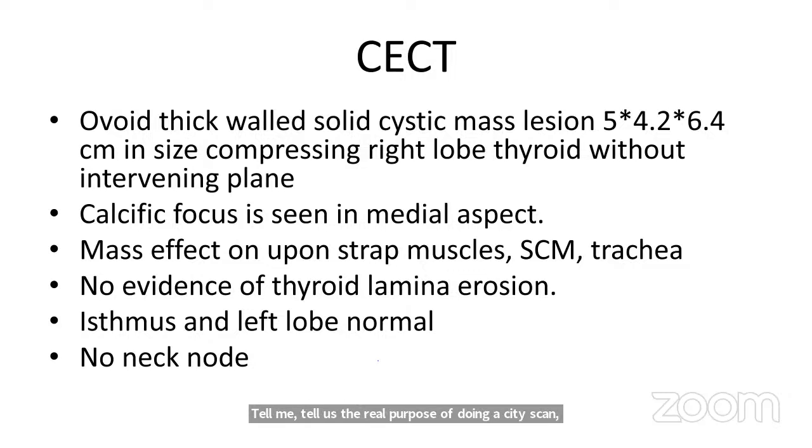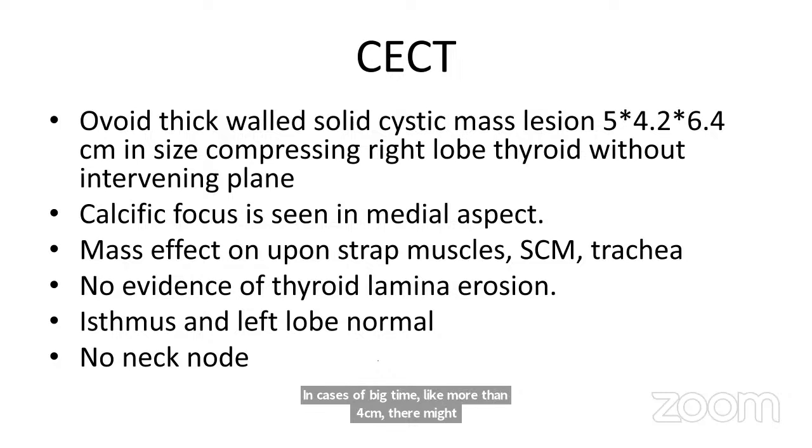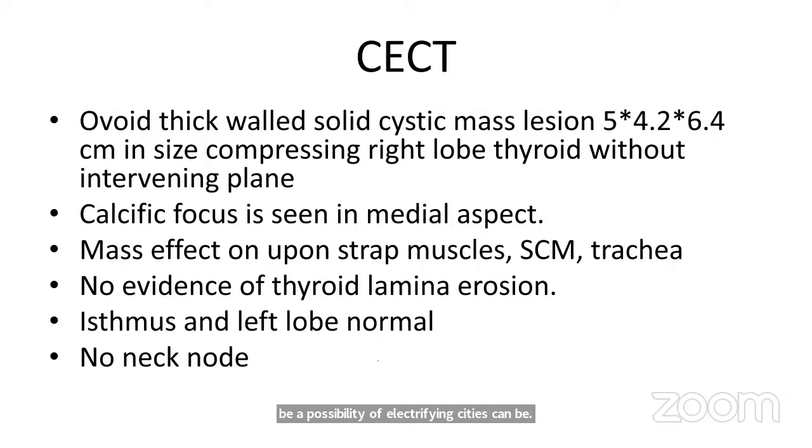How does it help the ultrasound finding? The CT scan is complementary to the ultrasound, sir. In cases of big thyroid glands, like more than 4 centimeters, there might be a possibility of retropharyngeal and parapharyngeal nodes, even mediastinal nodes, which we cannot see on ultrasound. So in a T3 or T4 lesion, basically we need a CT scan to evaluate these areas as well. Your logic is not correct.